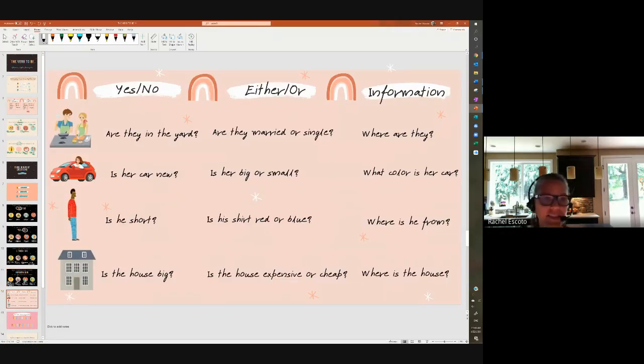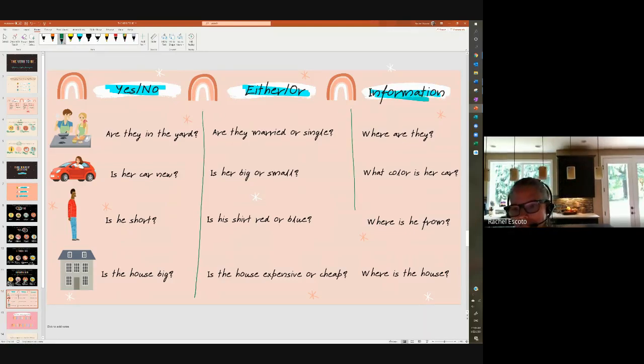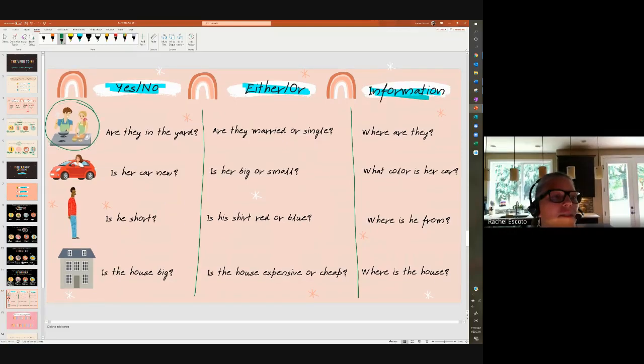So let's look at all of these together. At the top, we have our yes, no questions, our either or questions, and our information questions. I divided them up into columns so we can see here. We'll start with the picture. We see a man and a woman. They are in the kitchen. They are cooking.